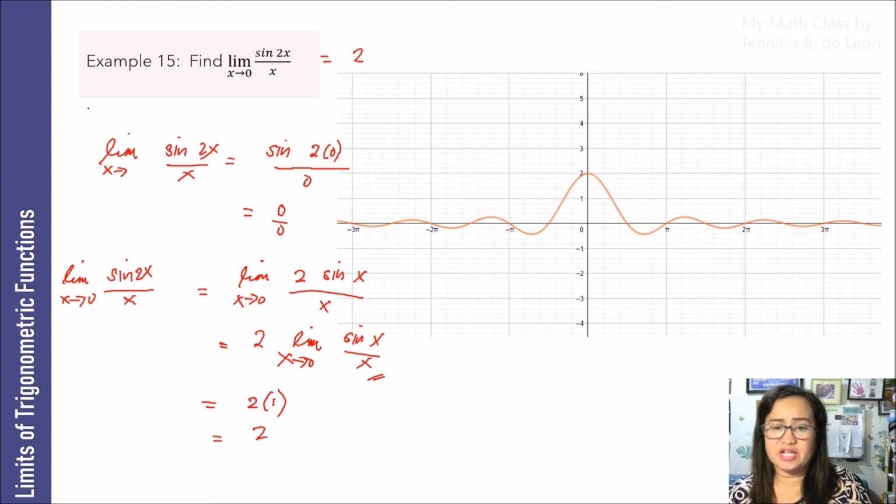We can confirm that through its graph. If we trace all the points from the left, we will have this, while if we have from the right, we will have this, and they both reach 0, 2.